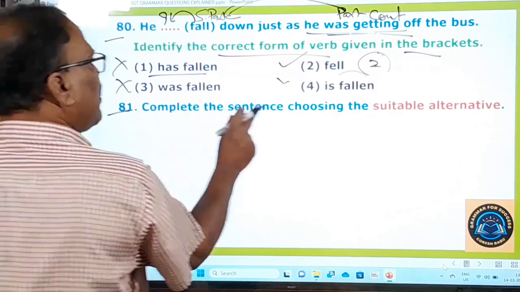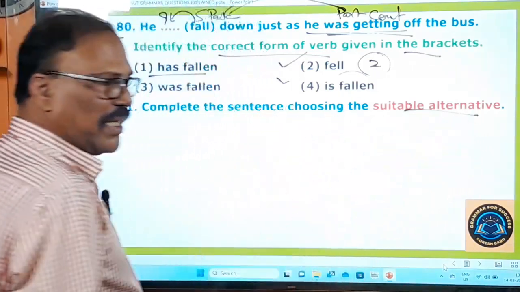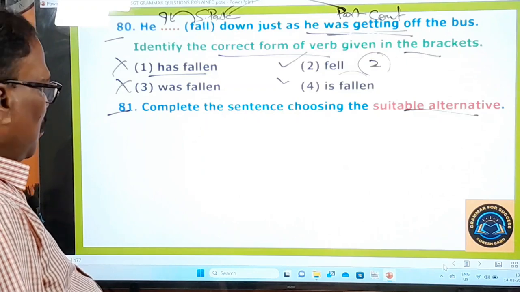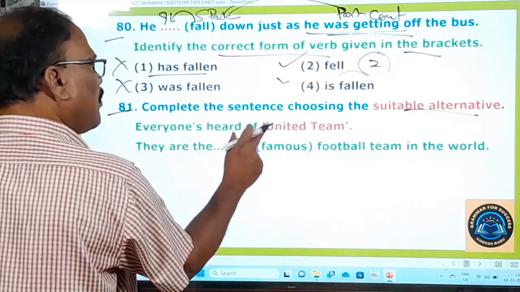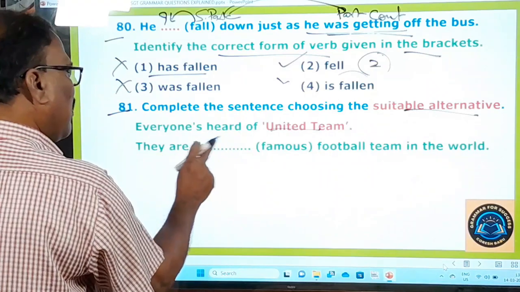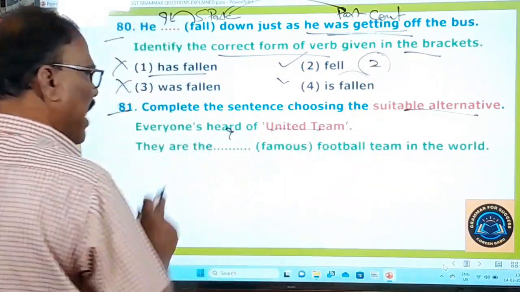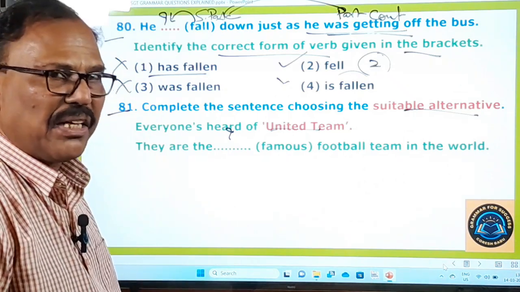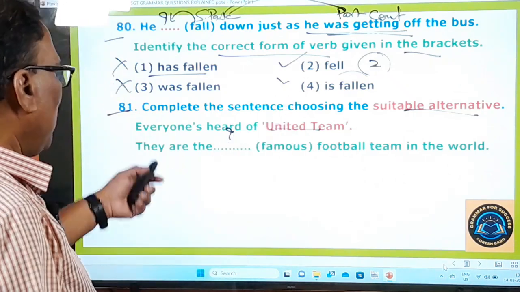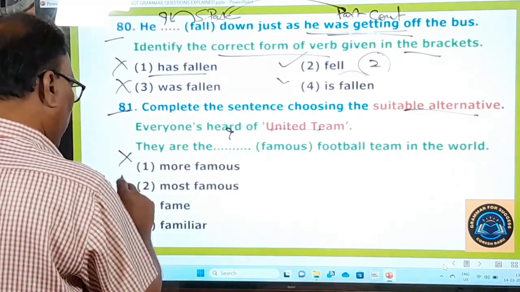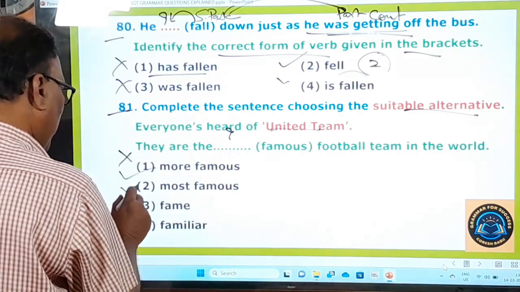81st question. Complete the sentence choosing the suitable alternative. What is the suitable alternative that we have to choose? Everyone has heard of United Team. Okay. They are the dash famous football team in the world. So here a blank is given. You have to fill in the blank with a suitable alternative. So what are the options given here? More famous? No. Most famous? Yes. Fame? No.